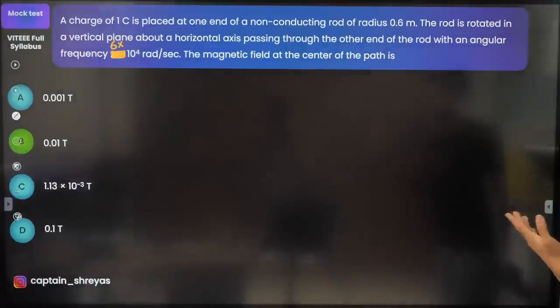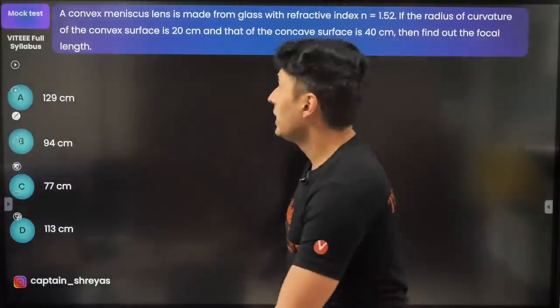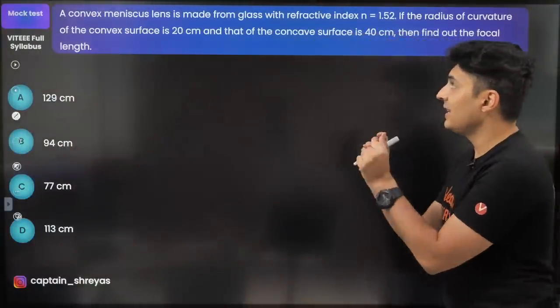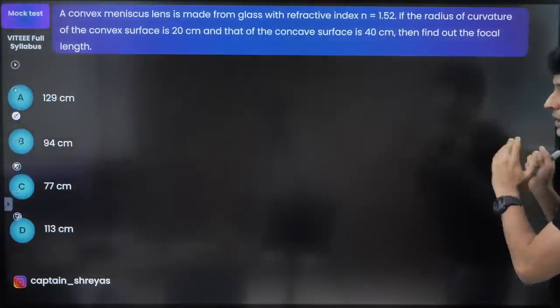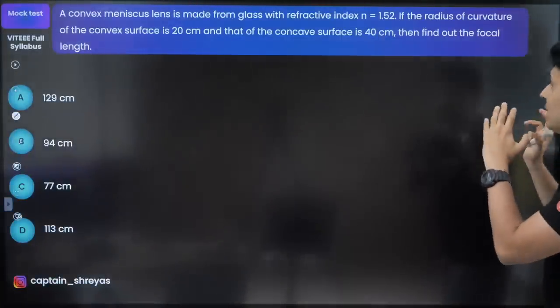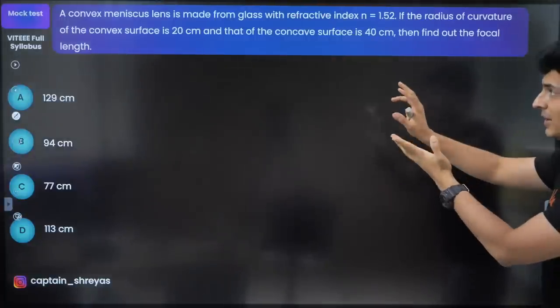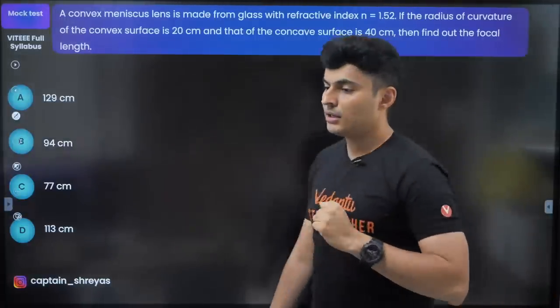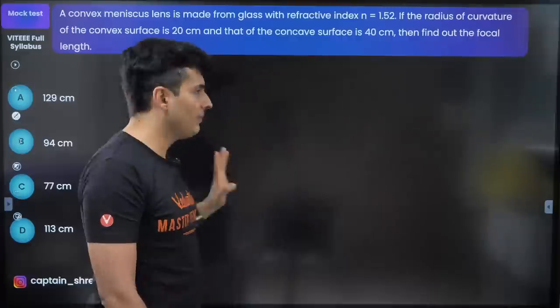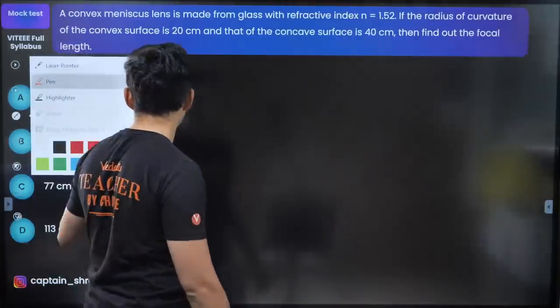Next question coming up on your screen. There is a convex meniscus lens made of glass with refractive index 1.52. The radius of curvature of convex side is this much. Concave side is this much. Find the focal length. The first thing you need to do is draw the diagram. Without drawing diagram, you will not get anything.